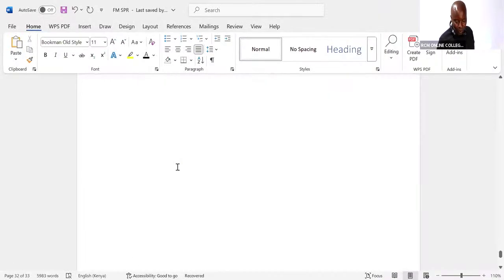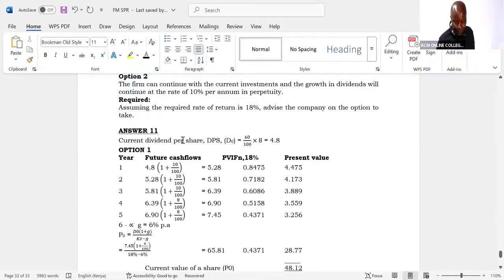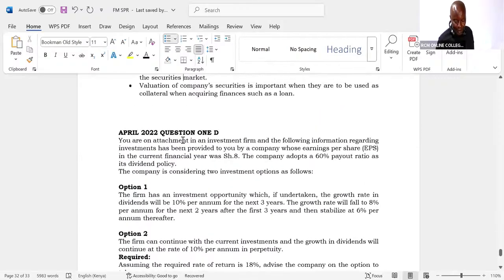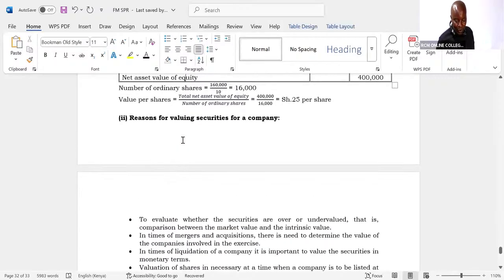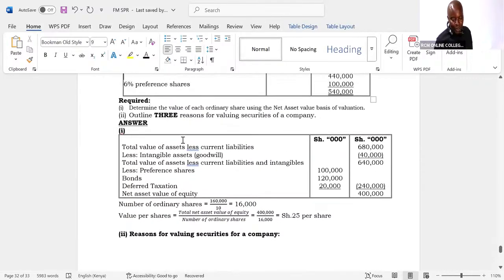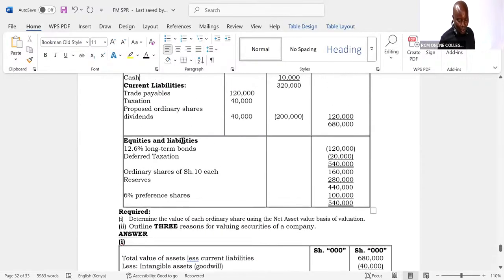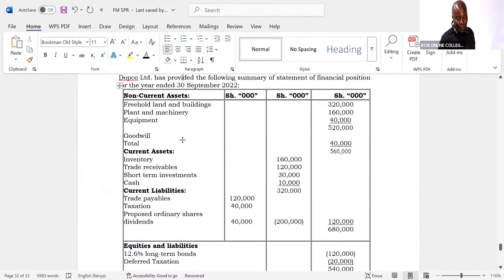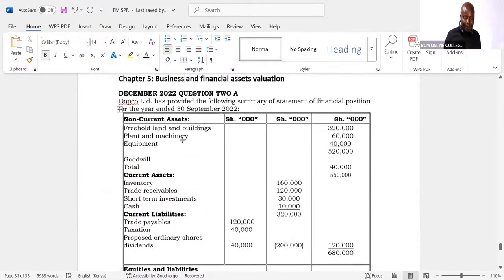So in our last class, we looked at how to value an organization. That's what we did. So as a quick way of recapping, I would want us to look at a past paper question. There is this sitting where they gave us an evaluation of an organization, and so many students were not able to get anything at all, which was really unfortunate. This was December 2022, question number 2A.